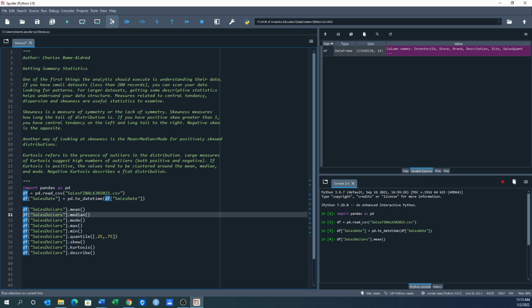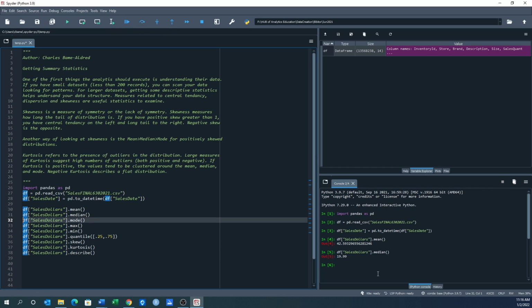So the mean of my sales dollars is $42.59. Okay. Now that is a mean based on 13.5 million records. Okay, so there may be some stuff that just has one sale and some other stuff that says two. Well, let's see what the median is. What's the midpoint? The midpoint is $19.99 for each one of these particular sales.